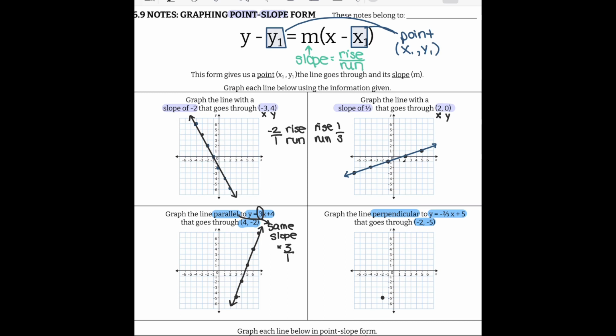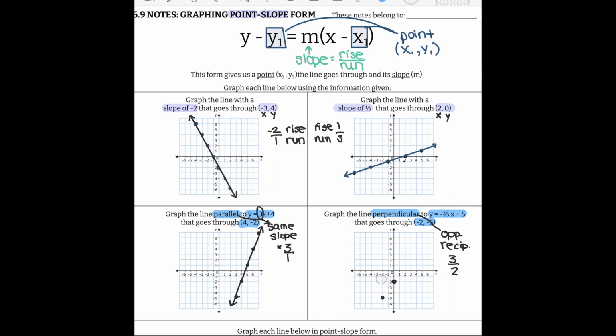And then if I have a perpendicular slope, that means that I need to do the opposite reciprocal. So instead of negative 2/3, it's going to be positive 3/2. You flip the fraction and the sign. So now my rise is 3 and my run is 2. So counting from my point, I'm going to go up 3, 2 to the right.